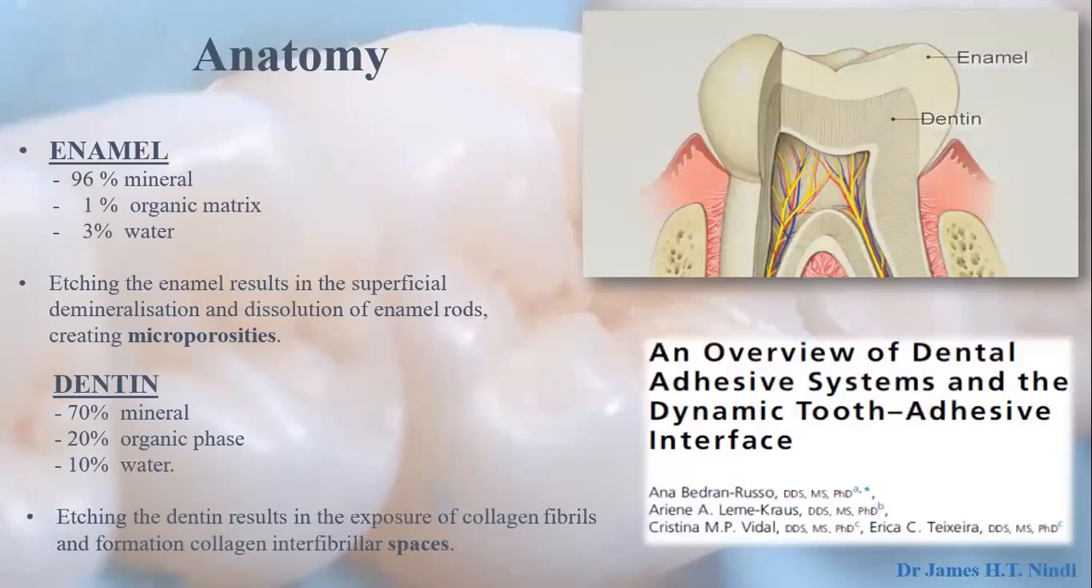Next, we're going to talk about the anatomy of the tooth structure that we deal with in adhesive dentistry. We have the enamel and the dentine. Enamel basically contains 3% water. Dentine contains more water, to be specific, about 10%.